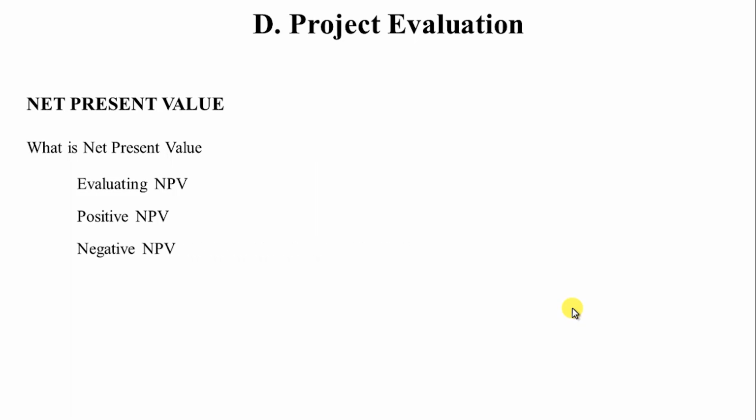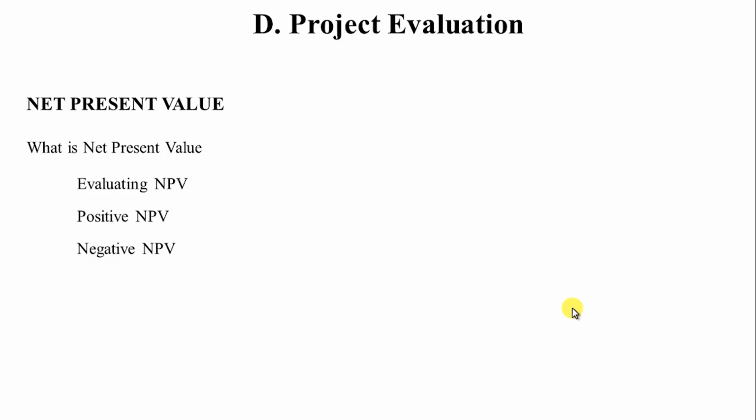If the project has a negative net present value, that is, the present value of the cash inflow is less than the total of the cash outflows, it is an unprofitable project for the company, because it will cost the company more than it will earn. Hence, it's better to reject it.